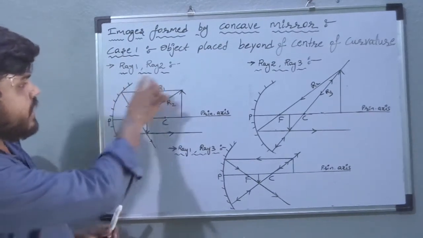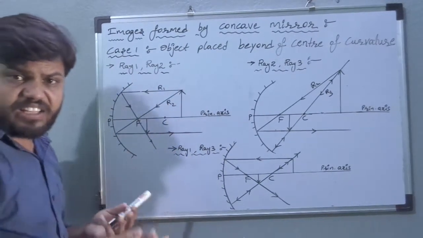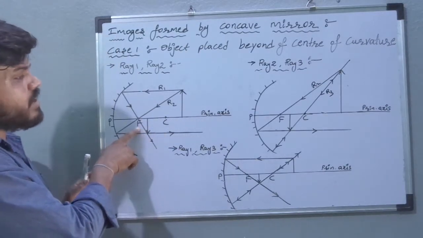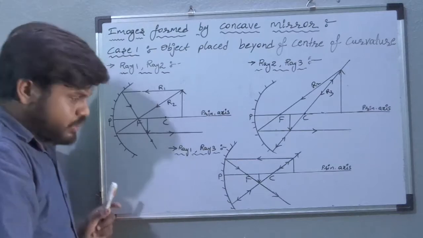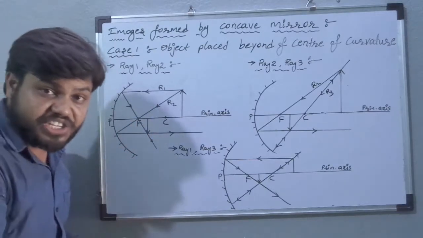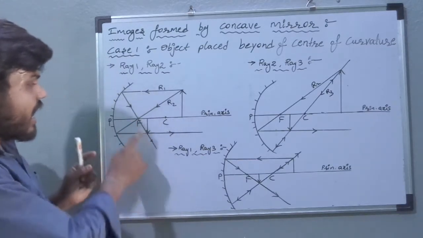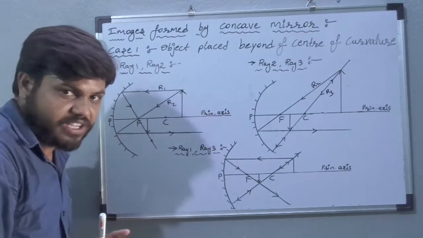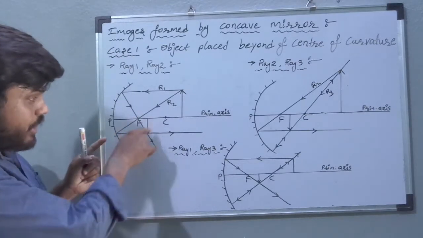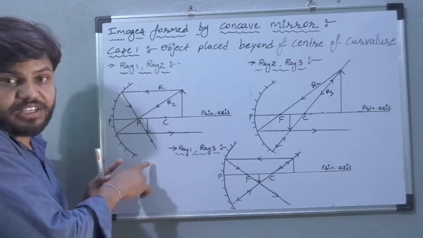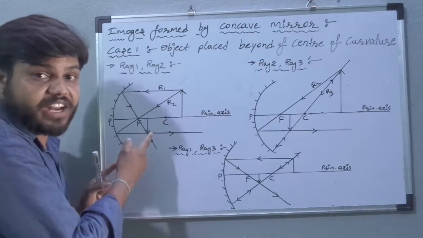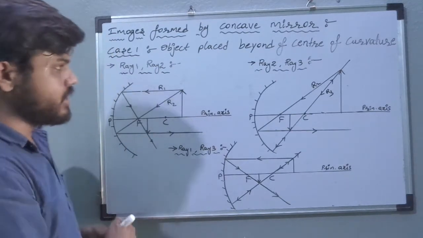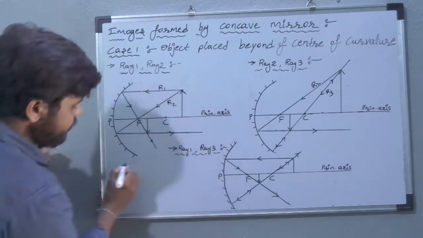So, by looking at this diagram, we can easily say the nature of the image. Here the image size is smaller than the object size. So, which image did we get? A diminished image. And where did I get the image? Between the focal point and the center of curvature. And how is it? An inverted image. We are getting this image on the screen, so it is a real image. I am writing here the nature.